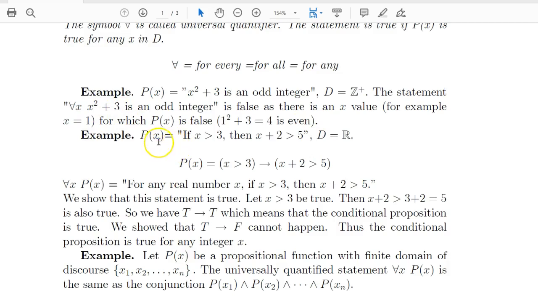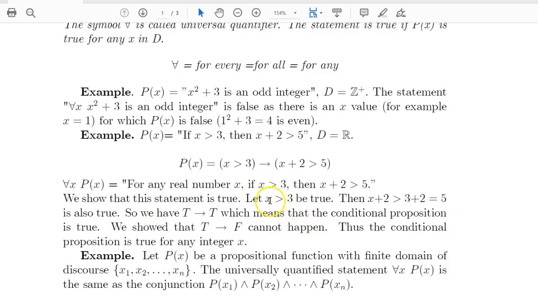Another example. P(x) is: if x is greater than 3, then x plus 2 is greater than 5. The domain is the set of all real numbers. Symbolically, we can write P(x) this way. "For every x, P(x)" means for every real number x, if x is greater than 3, then x plus 2 is greater than 5. This statement is true.